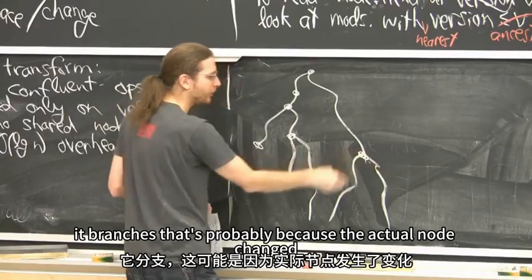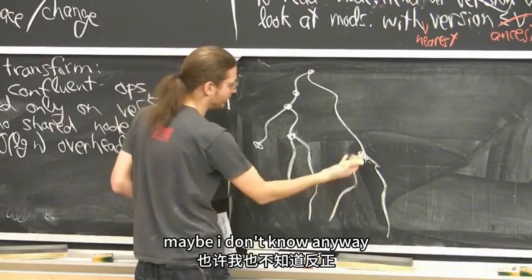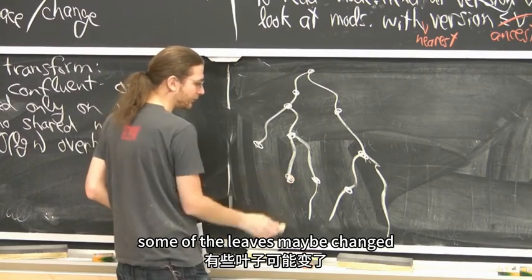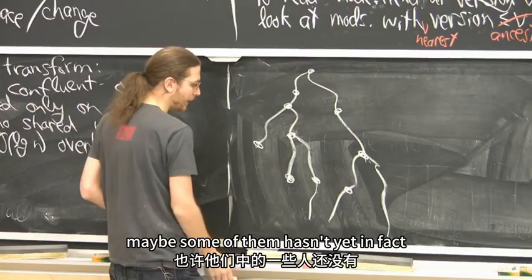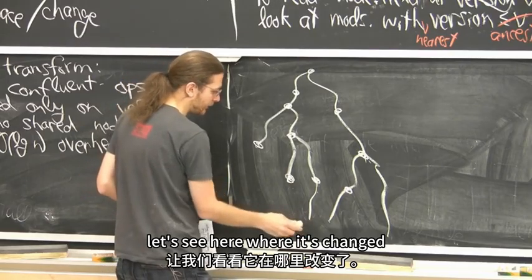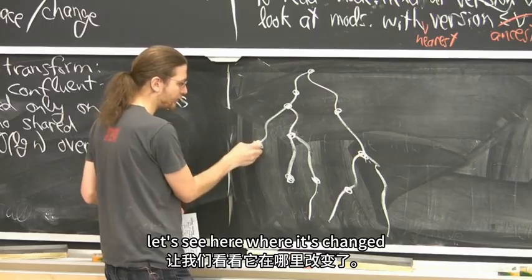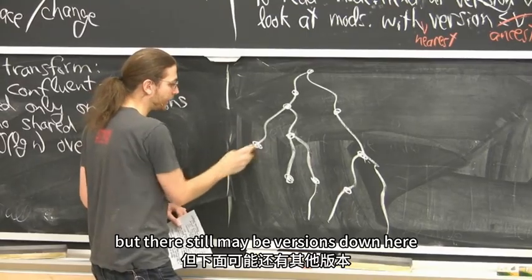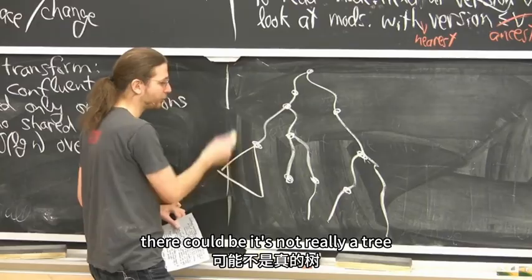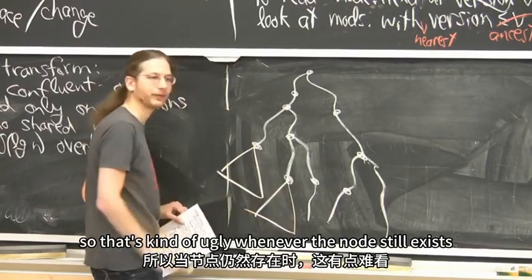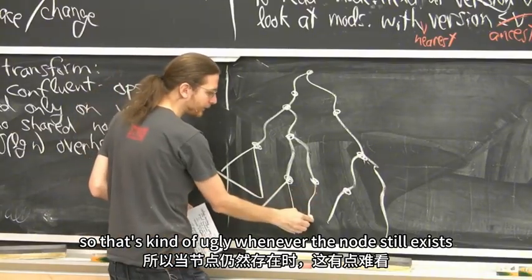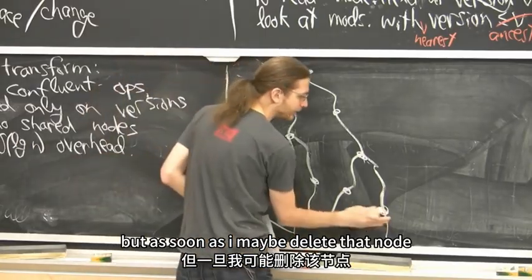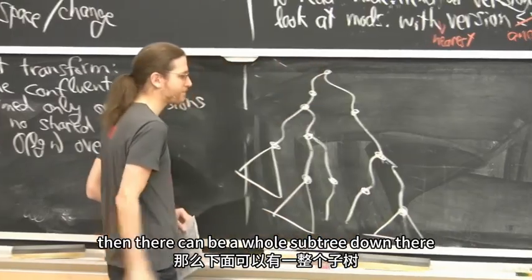Okay, whenever it branches, that's probably because the actual node changed, maybe, I don't know. Anyway, there are some dots here where the version changed. Some of the leaves, maybe it changed, maybe some of them hasn't yet. In fact, let's see. Here, where it's changed, it could be that we destroyed the node. Maybe it's gone from the actual data structure. But there still may be versions down here. It's not really a tree, it's a whole DAG of stuff down there. So that's kind of ugly. Whenever the node still exists, I guess that is an actual leaf of the DAG, so those are okay. But as soon as I maybe delete that node, then there can be a whole subtree down there.